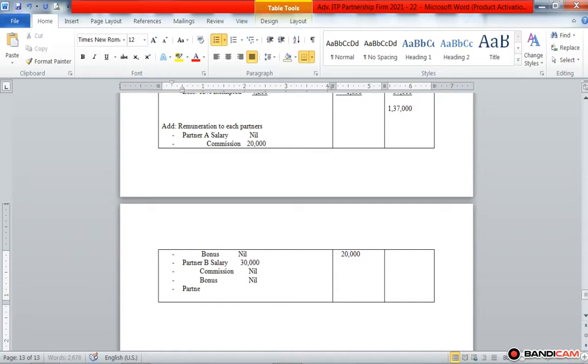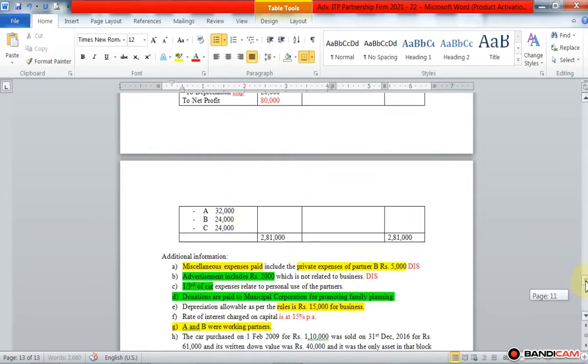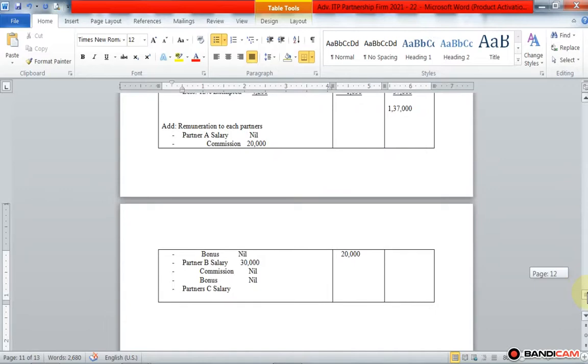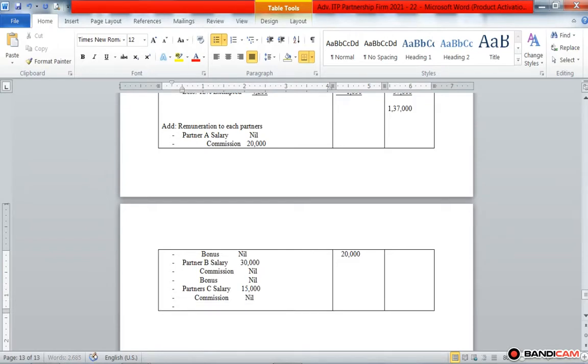Then partner C. Salary is given to partner C, amounting to rupees 15,000. Then commission is not given, so in the amounting column it is nil. And bonus is also not given to partner C, so the amounting column is nil.